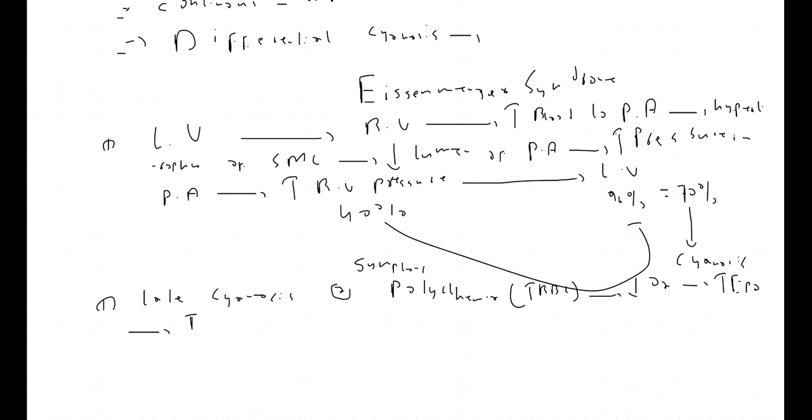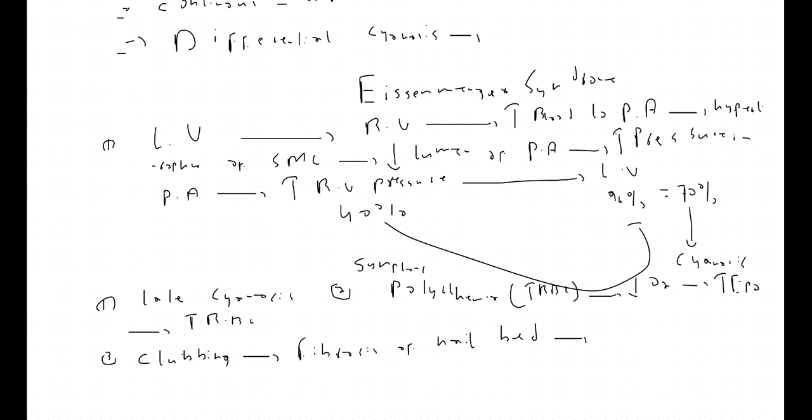And the third symptom of Eisenmenger syndrome is called clubbing. Now, clubbing is a loss of the angle between the nail plate and the nail bed. That's secondary to fibrosis of the nail bed. And when you get fibrosis of the nail bed, it will lead to the loss of the angle between the nail plate and the nail bed.